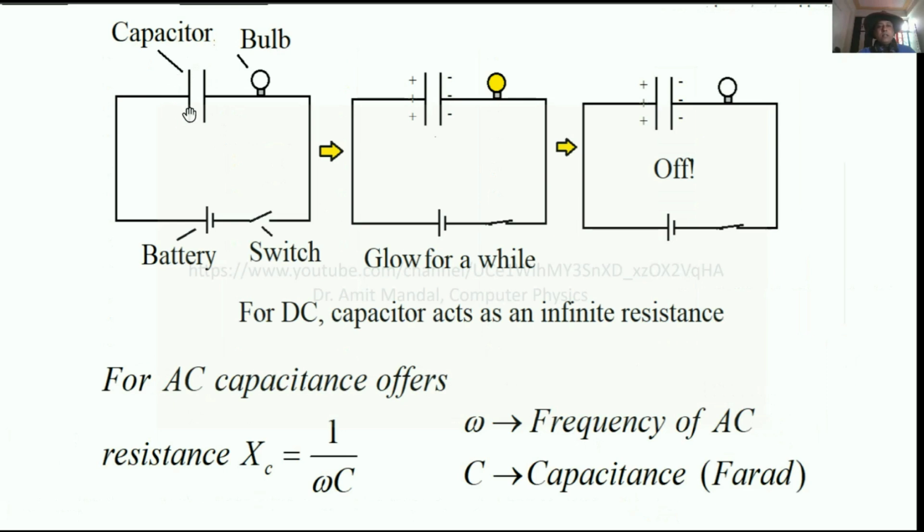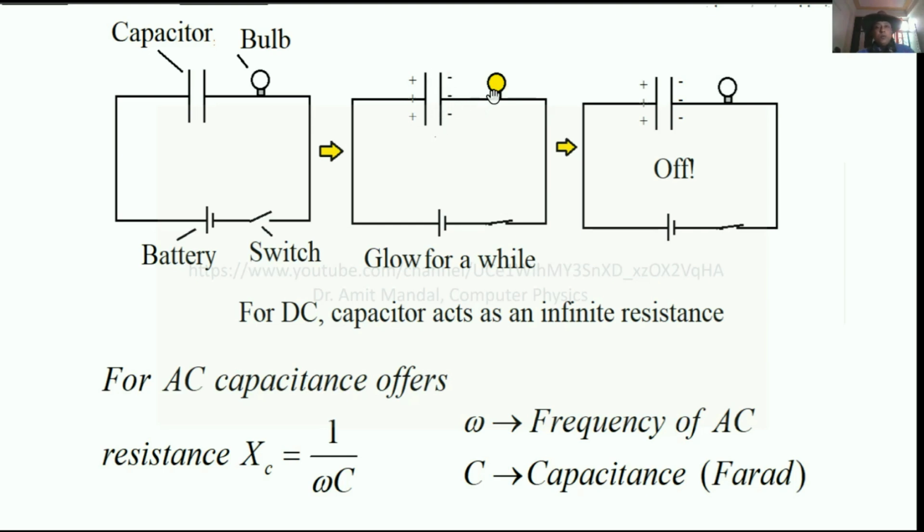Suppose this is a capacitor in series. You can see a battery, this is the switch, and there is a bulb in series. In case this switch is closed, do you know what will happen? For a short while, this bulb will glow and then it will turn off. Very short. It can be in milliseconds or microseconds, depending upon the capacity of this capacitor.